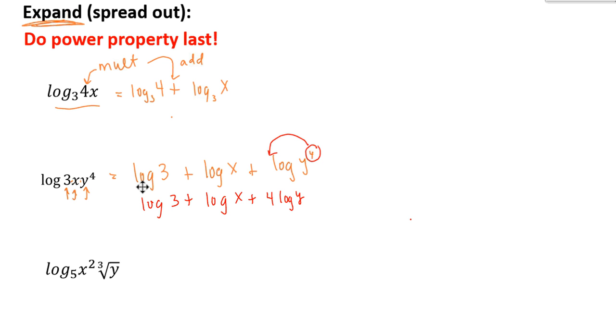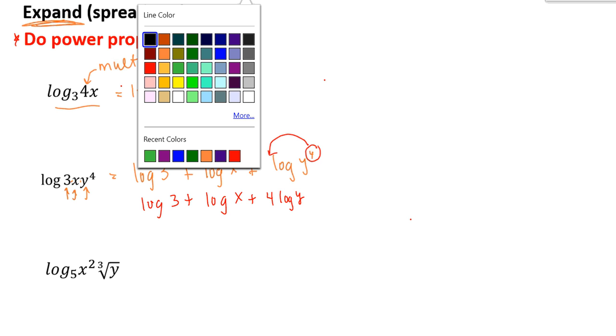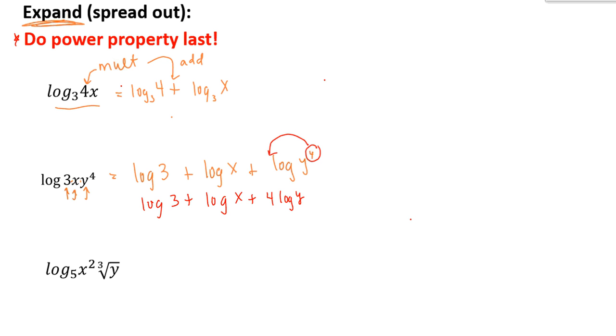This right here in red, this is my note up here to remind you. You always do the power property last, because if I had done it at this step, it would be 4 times the whole log, and that's not what it's a power to. The 4 is only a power to the y, so you cannot do it until it's expanded. You just do the powers last.